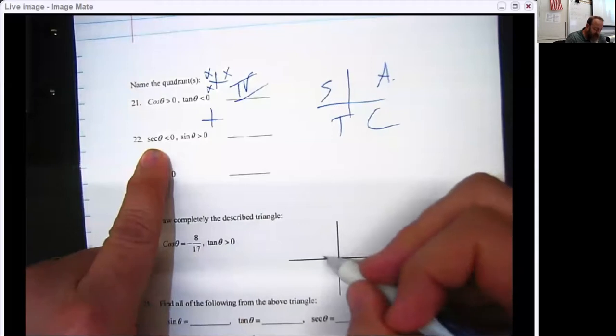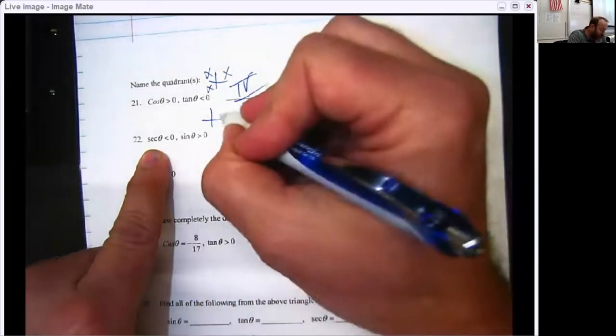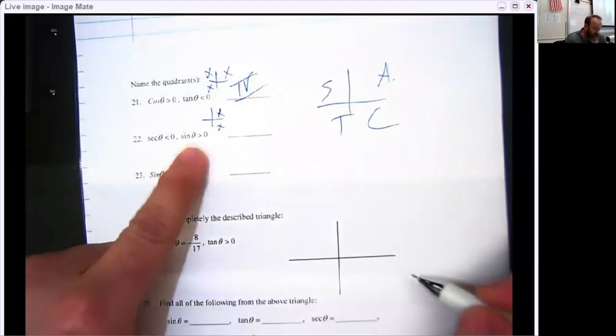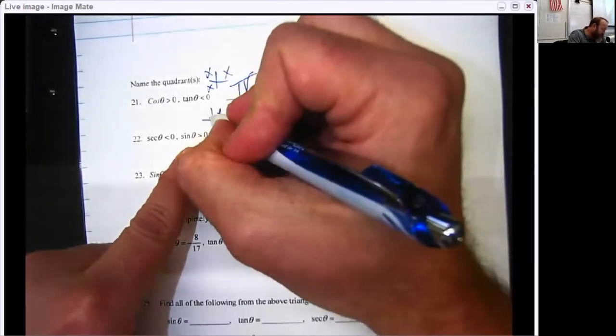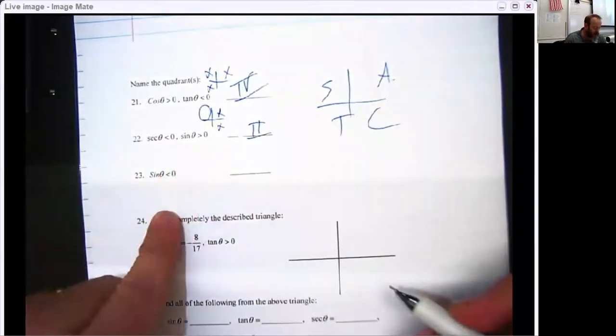It says the secant is negative. Well, if the secant is negative, that makes the cosine negative. So it cannot be here or here. But I want the sine to be positive, and that happened in this one. So that's quadrant 2. Remember, the sine was quadrant there.